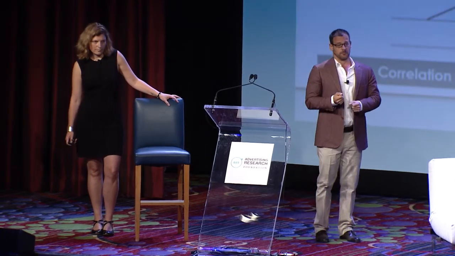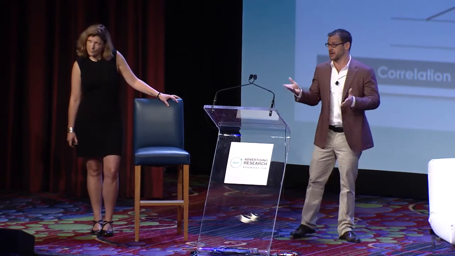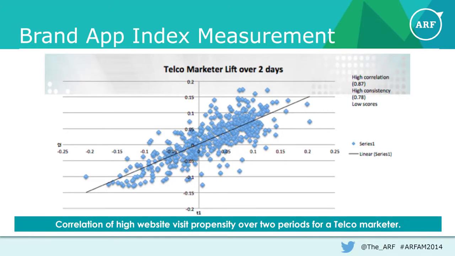And now you could say, okay, that could be great. You could measure that one day and see that maybe there's a certain app that over-indexed for that marketer. It could be a fluke. That's why we went into this over multiple time periods to see if that over-indexing was consistent. So we measured two things.